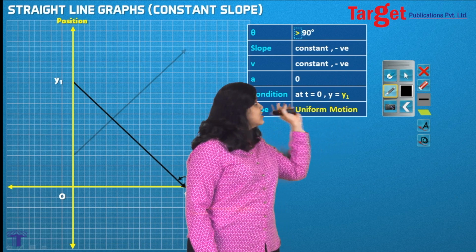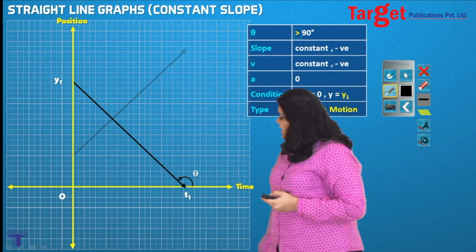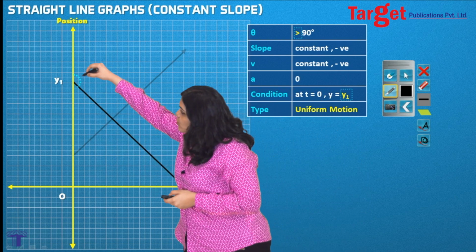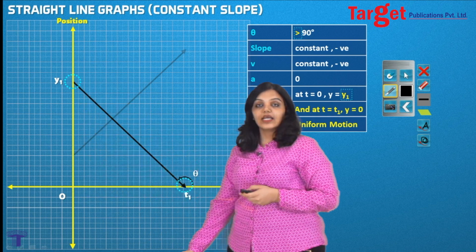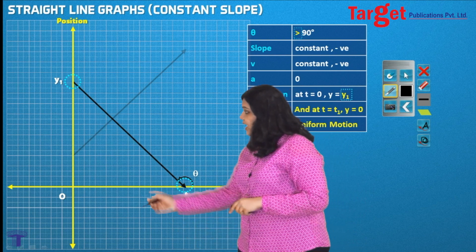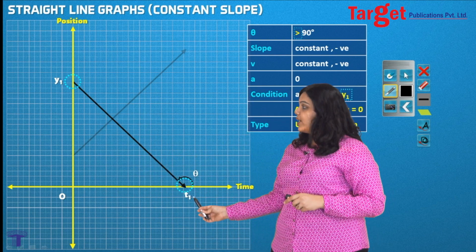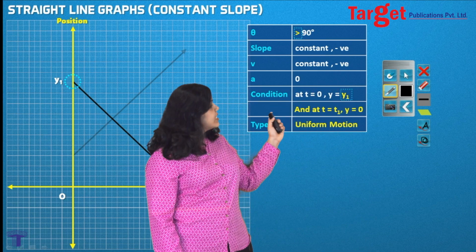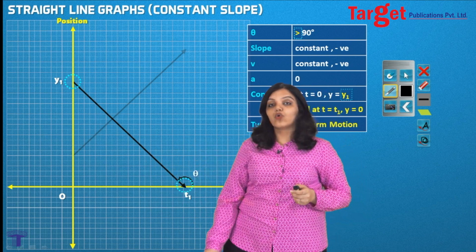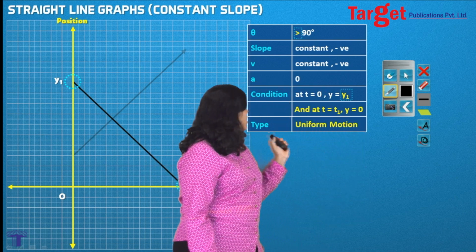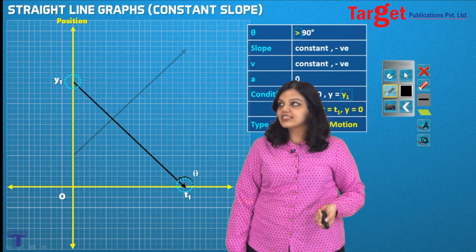Finally, let's look at the condition. The condition says at t equal to 0, y is equal to y1. Let's look at that. Yes, at t equal to 0, y is equal to y1. As you can see, here at t equal to 0, y has a value of y1. But there's also an extra point, that is y later comes to 0 again. That is at t equal to t1, y will come to 0. And therefore, I have this extra part, that is at t equal to t1, that is some later value of time, y again comes to 0. Finally, is the motion uniform? Absolutely. It's still a straight line, velocity is still constant.